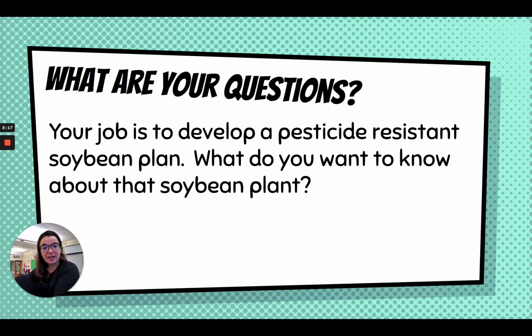So, ready? Here is an activity for us. Your job is to develop a pesticide-resistant soybean plant. Not plan, plant. What do you want to know about that soybean plant? Again, what do you want to know about that plant before you start designing anything, before you start experiments, before you start tinkering, before you start making any sort of drug target or treatment protocol for that soybean plant? What do you want to know about it first? Think about it. Answer those questions. Pause this. Stop. What do you want to know before you move forward?